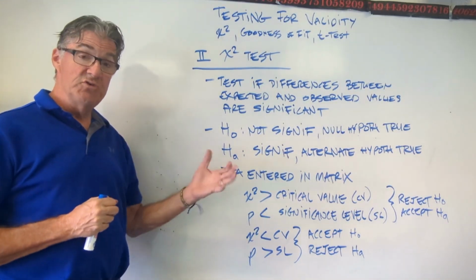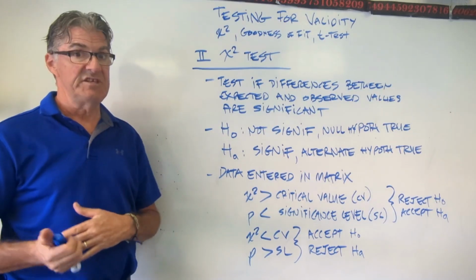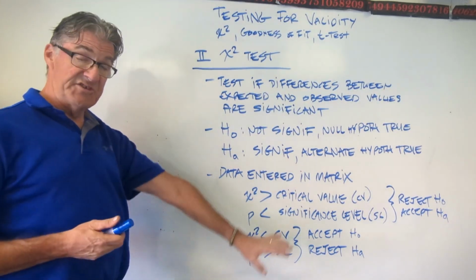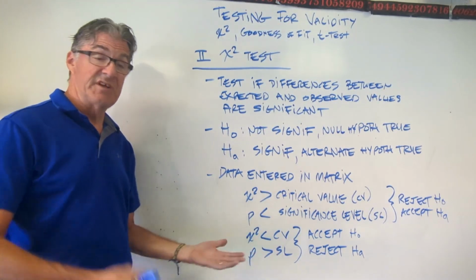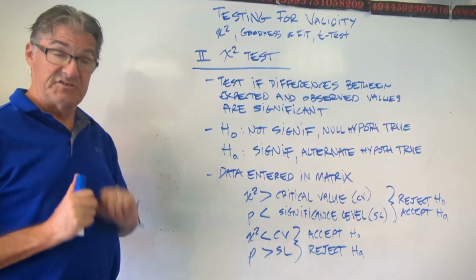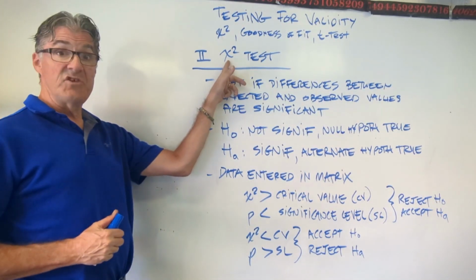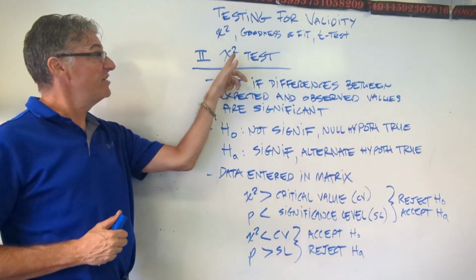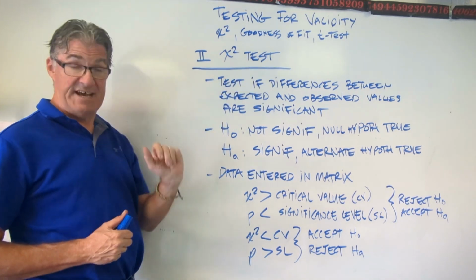Our second test was the chi-square test. And we actually use that test within the goodness of fit test as well. So the understandings that you gain from the chi-square test spill over into goodness of fit. So let's take a look at that. First off, this is not x squared. This is chi-square. It's a chi-square test.